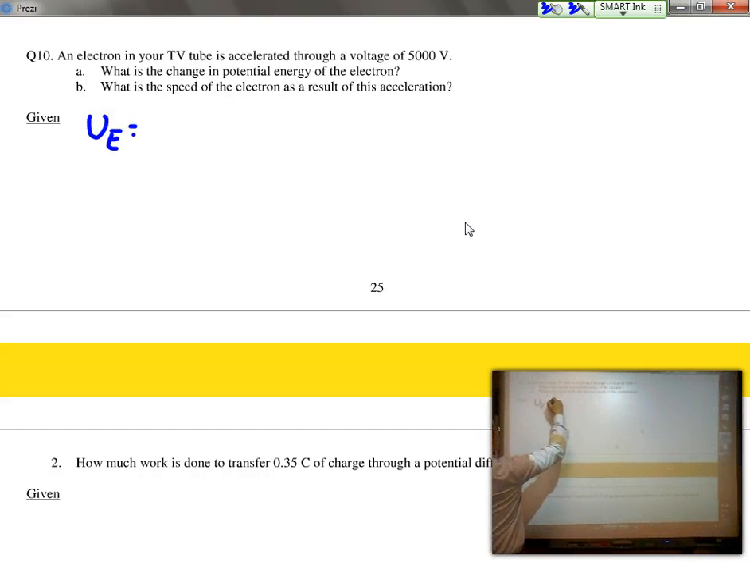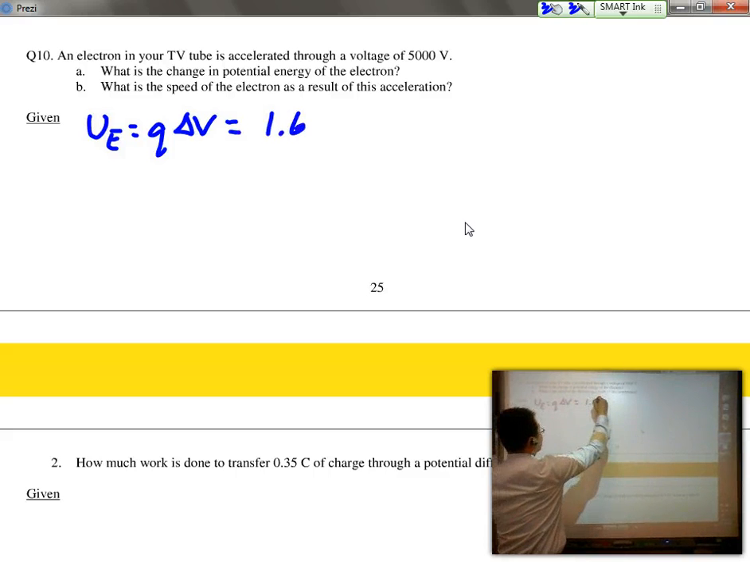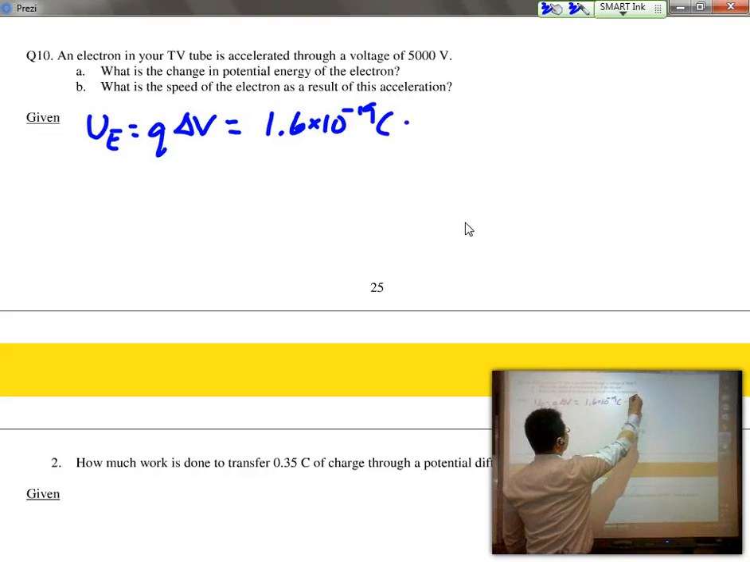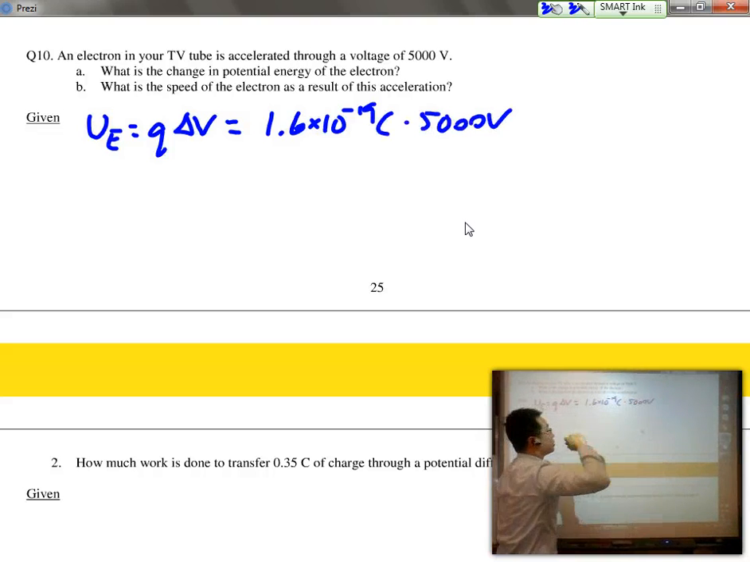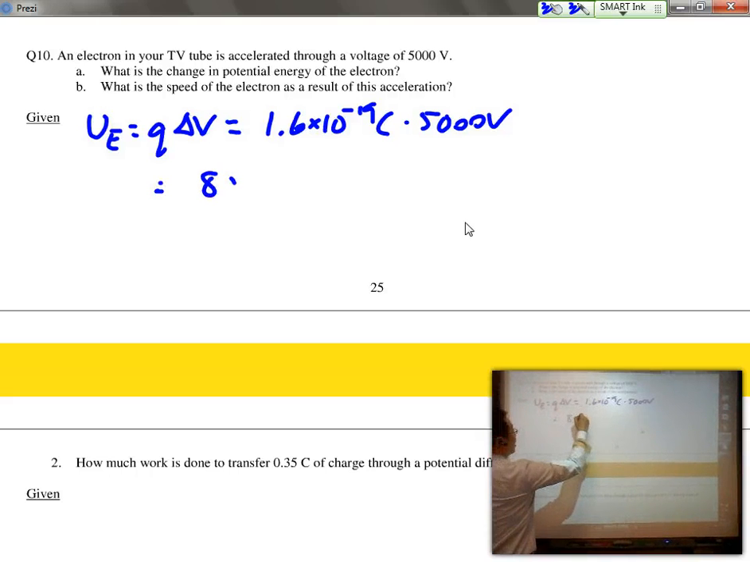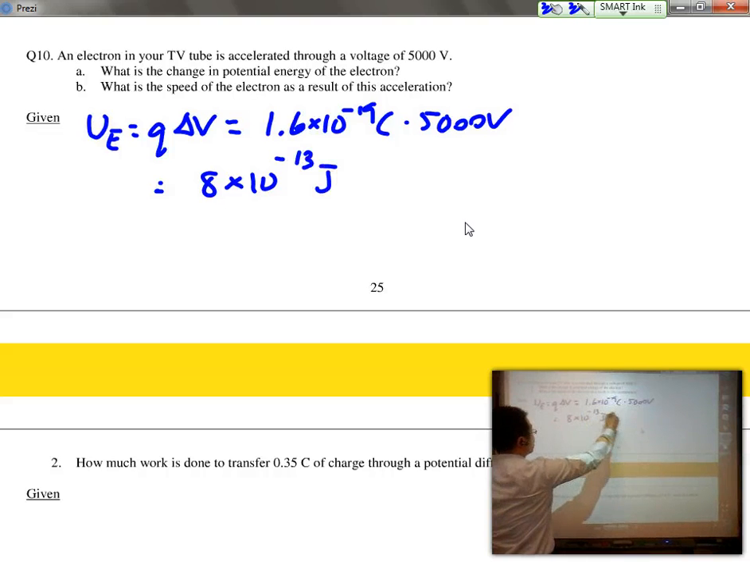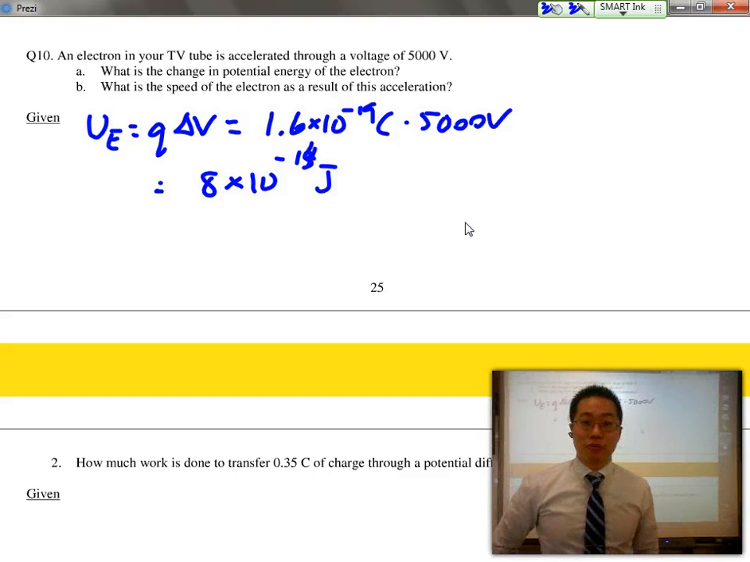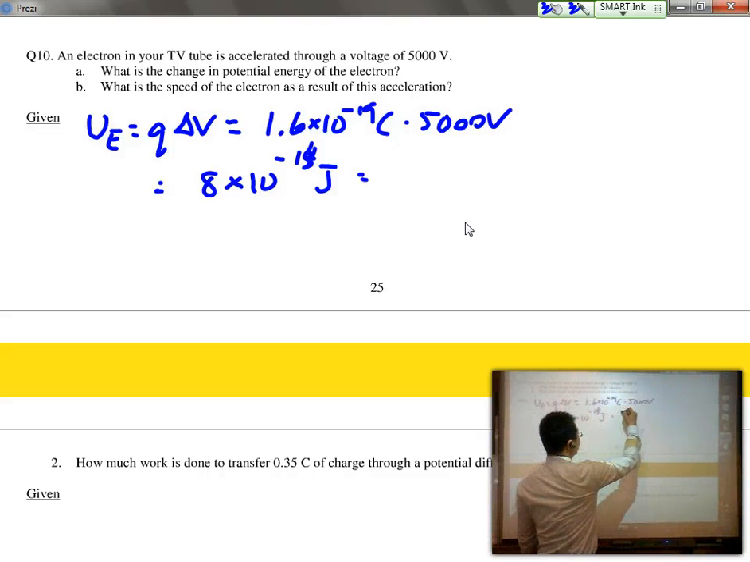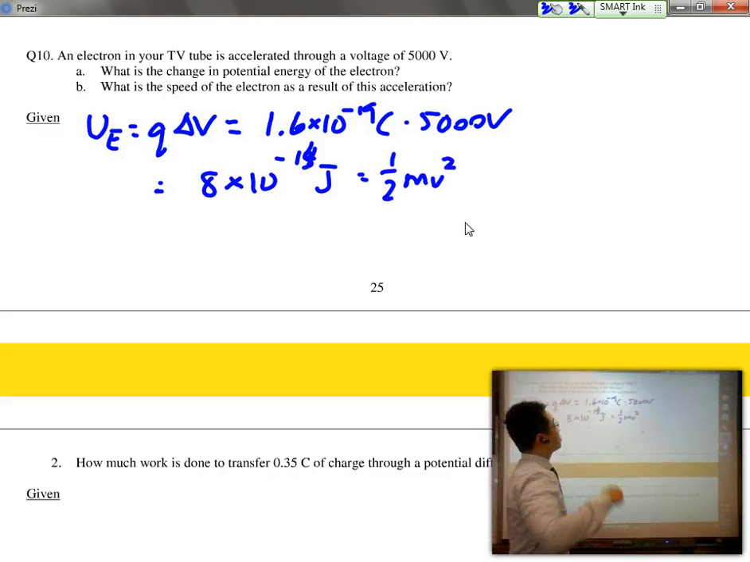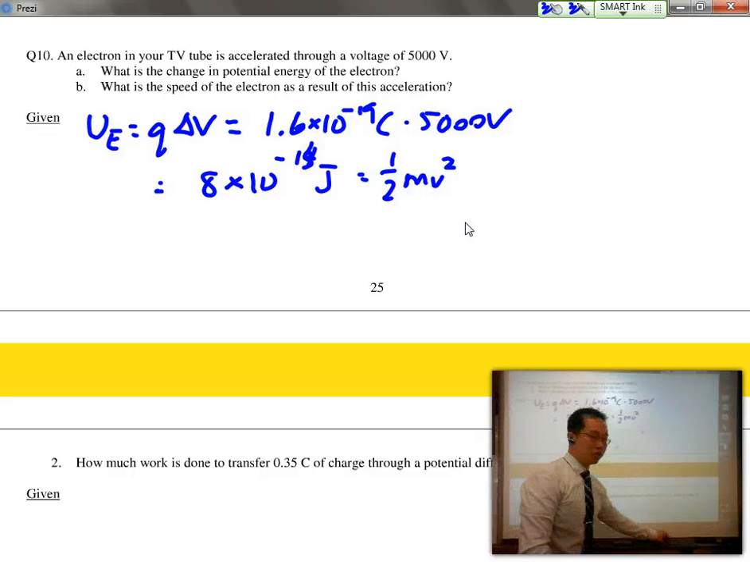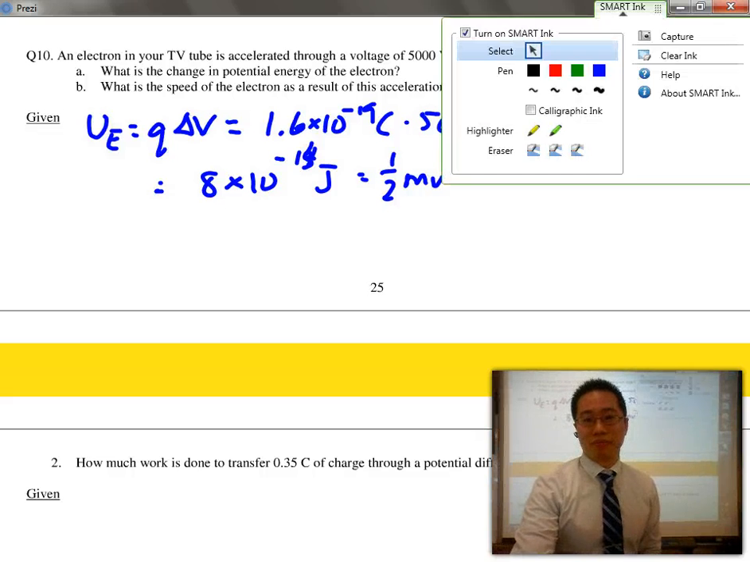So UE equals Q delta V. So equal to 1.6 times 10 to the negative 19 coulombs times 5,000 volts. So the potential difference in this case is 5,000 volts. And we will end up with 8 times 10 to the negative 13 joules of energy. Sorry, 14 joules of energy. And if I want to solve for the speed of the electron, I would then set that equal to 1/2 mv squared and solve for the speed. Okay? So I'm just going to move on right now in the interest of time.